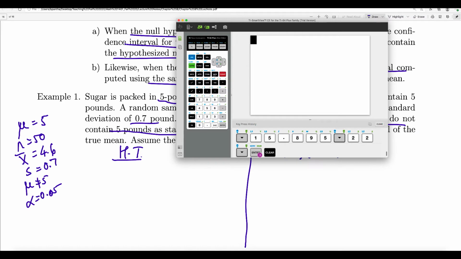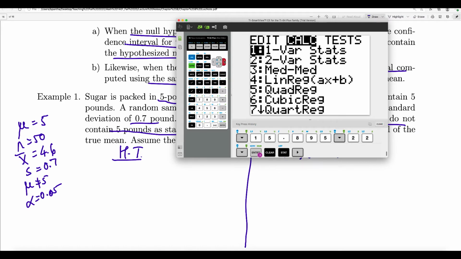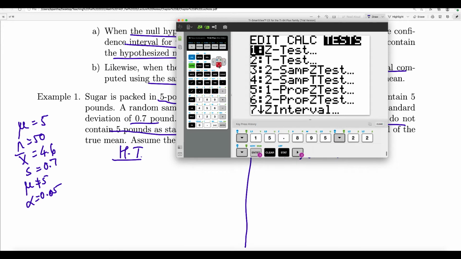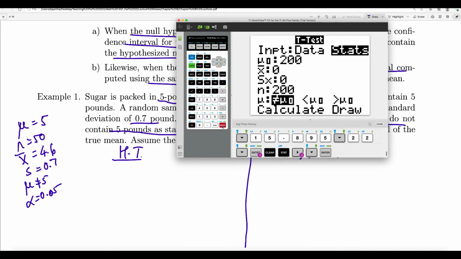So go to the stat, and then go to test. Okay, we want to do the t-test. Hit enter. All right, we have the statistic. Go down. Mu 0 is 5, right? x bar is 4.6. S is 0.7, right? And then what is N? N is 50. And is it left tail, right tail, or two tail? It is two tail, not equal to 5, right? And you calculate it. What do you get?